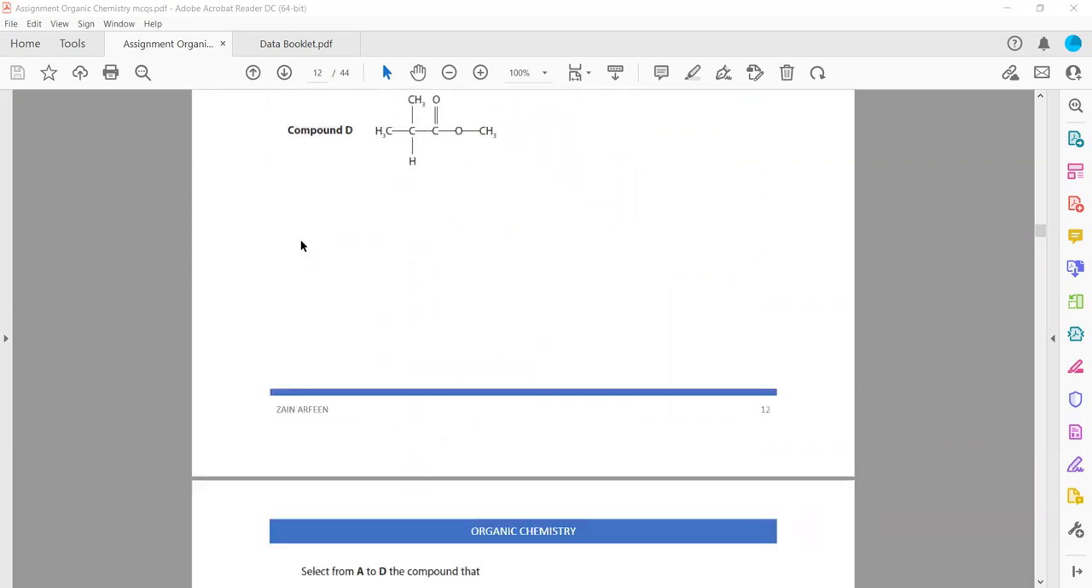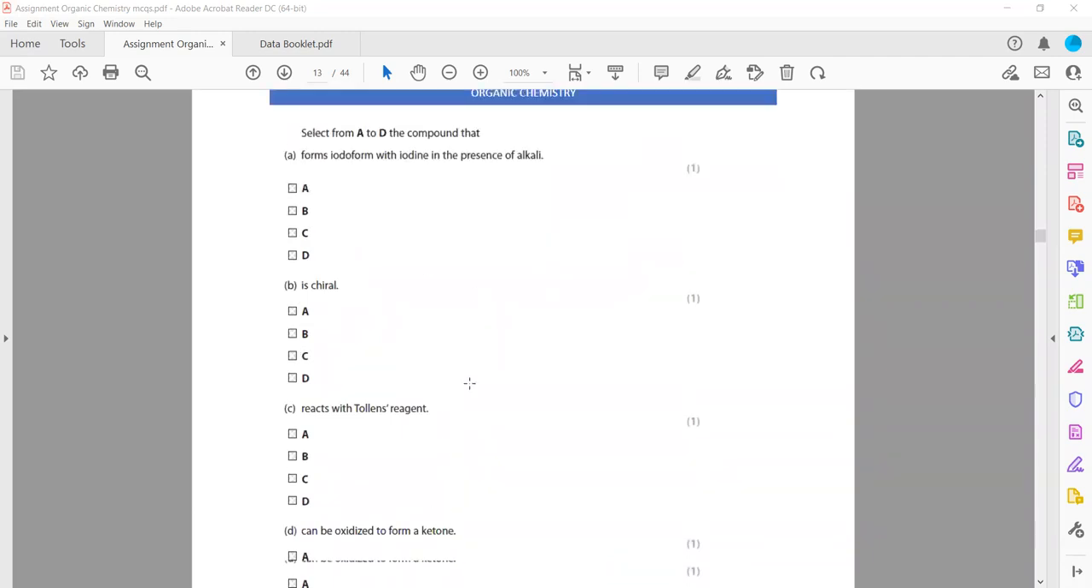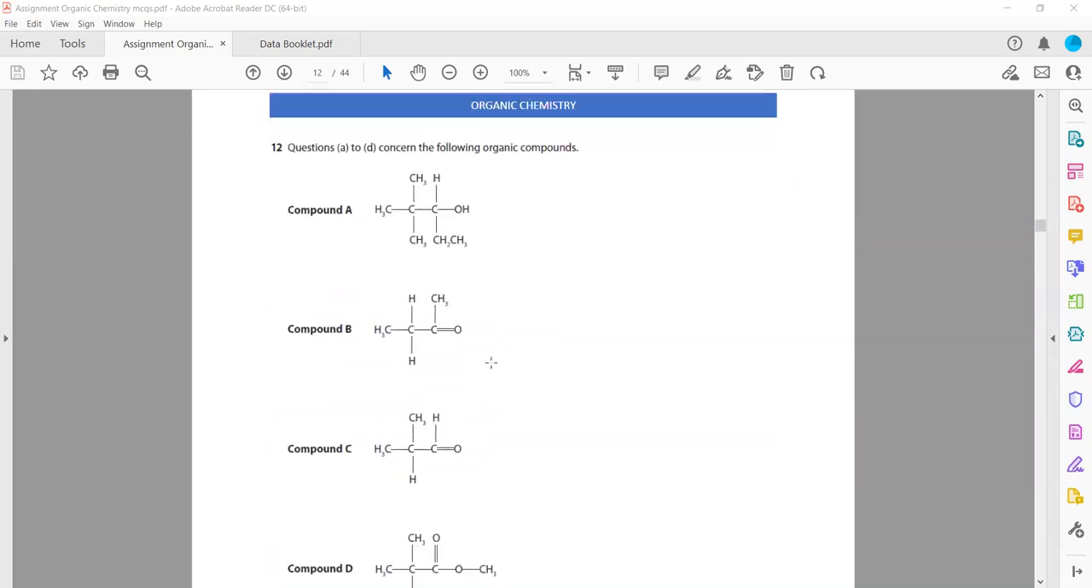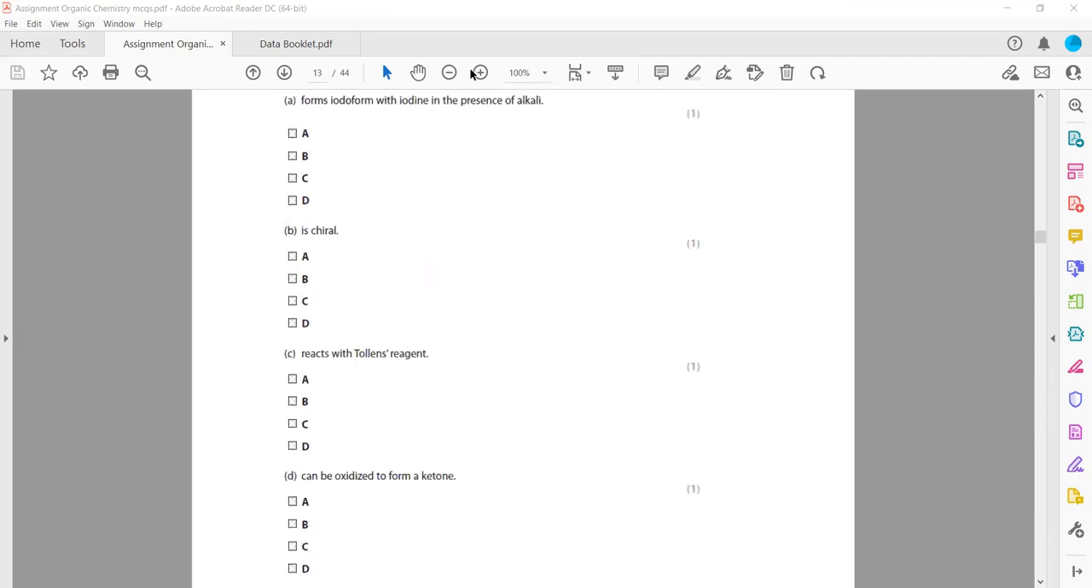For the next part, the compound that can be oxidized to form a ketone: a secondary alcohol can be oxidized to form a ketone. That's why A will be the right answer for the last one. So this was C and this one is A. Is it clear?